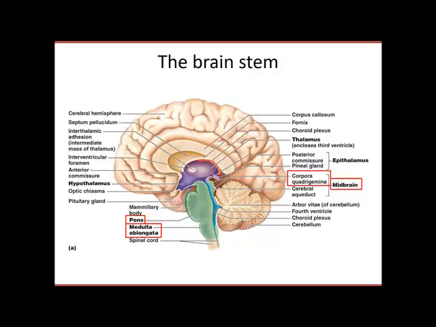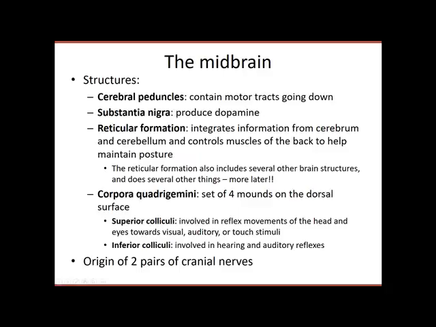Do I have it labeled on here? I don't think it's labeled on here. But it's right around here. Those are your cerebral peduncles. The substantia nigra produces dopamine, as we said before, that black-colored neurotransmitter. That's why the substantia nigra has that nigra. Nigra means black.